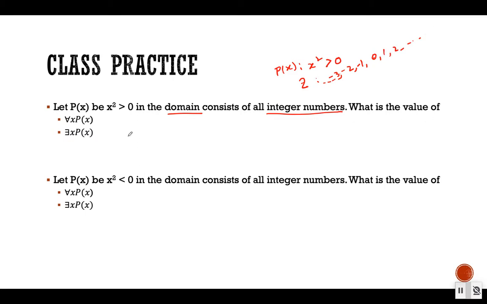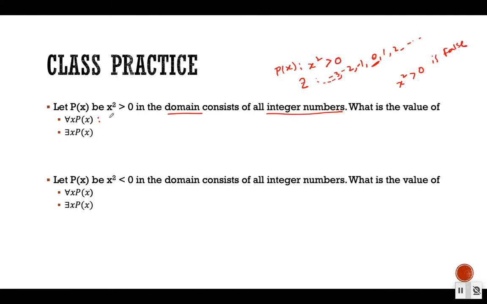So what is the value of each of the statements? The first statement is saying that for all x, P(x) is true. It means that for every integer number, positive or negative, x² should be greater than 0. Now if you find one integer number for which x² greater than 0 is false, that means our statement is false.